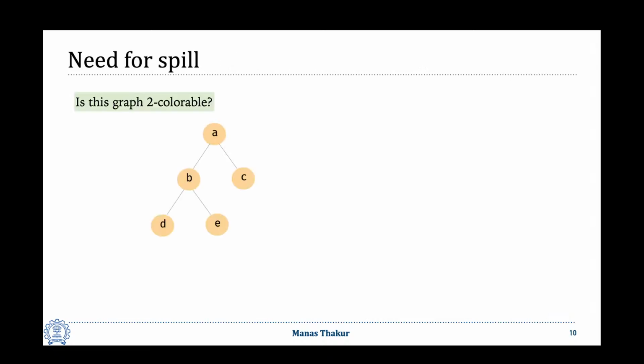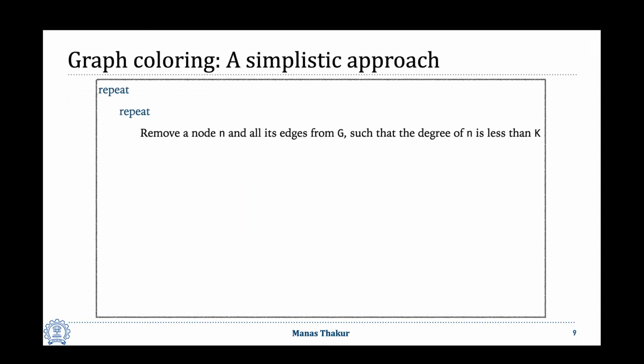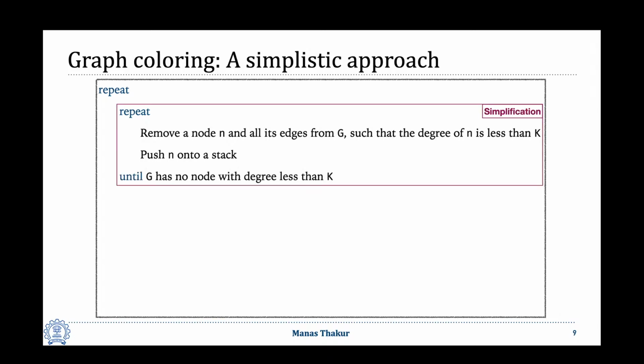Is this graph colorable with our algorithm? So what does our algorithm do here? It removes all the nodes and edges with degree, yeah, more than or less than, that's what I get confused about. Remove a node such that the degree is less than k. So first get rid of those which you think you can handle later easily.